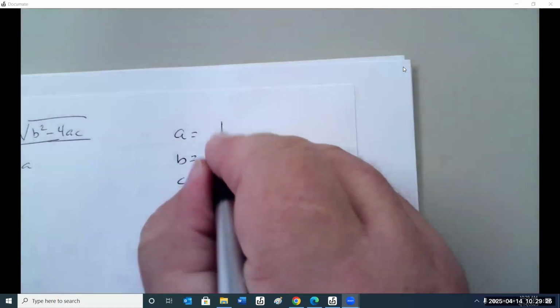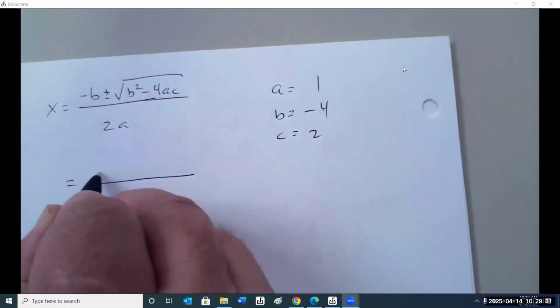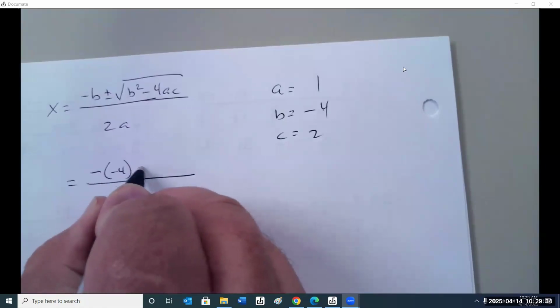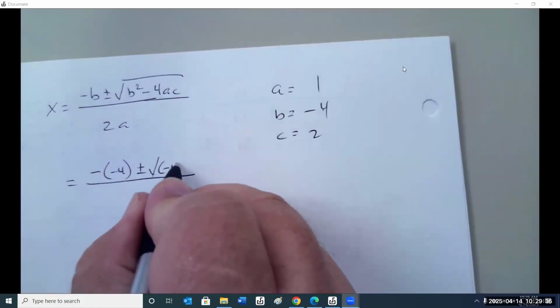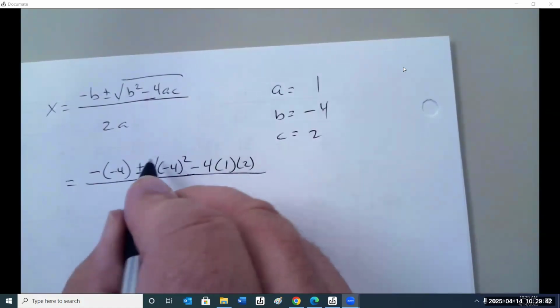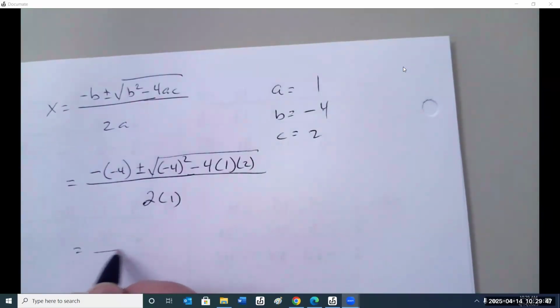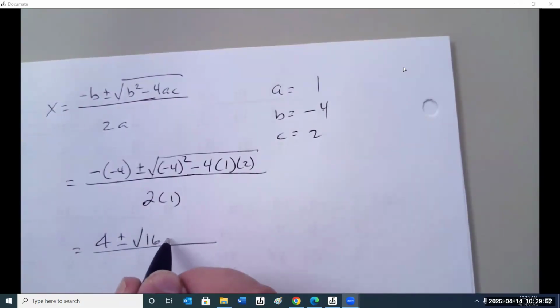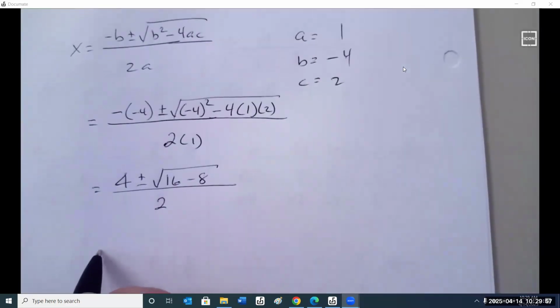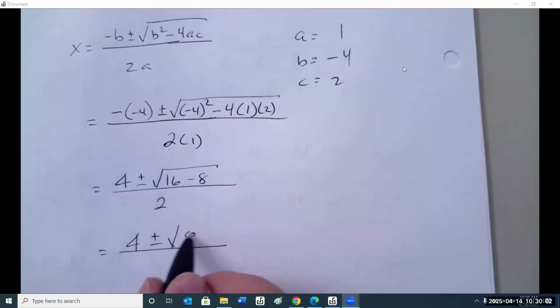A is 1, B is -4, and C is 2. Negative of a -4, -4 squared, minus 4 times 1 times 2, over two times 1. So 4 plus or minus the square root of 16 minus 8 over 2. 4 plus or minus square root of 16 minus 8, which is 8.